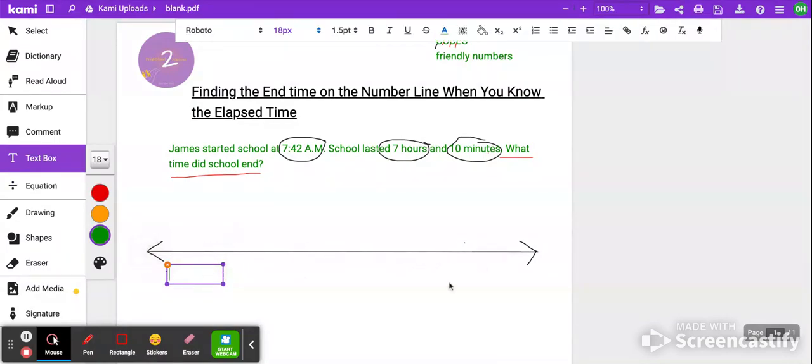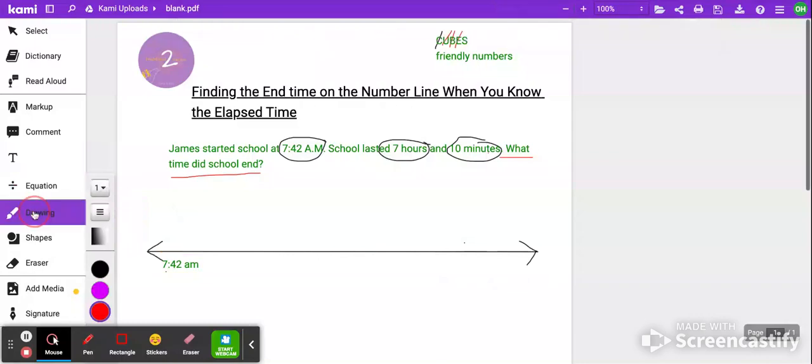This, of course, is a number line. So we're going to put 7:42 a.m. right here on the left. That's what time it started. If I said that's what time it ended, we would put it on the right side. So at this point, we don't even know what time it ends. So we're just going to put a little question mark right there.